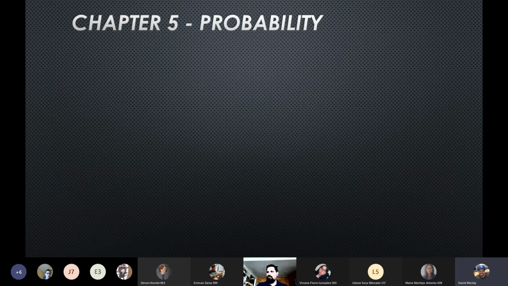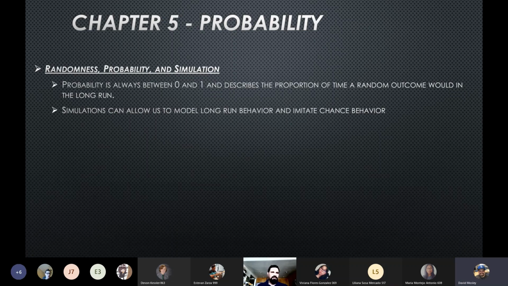In chapter 5, we went into probability. We have randomness, probability, and simulation.